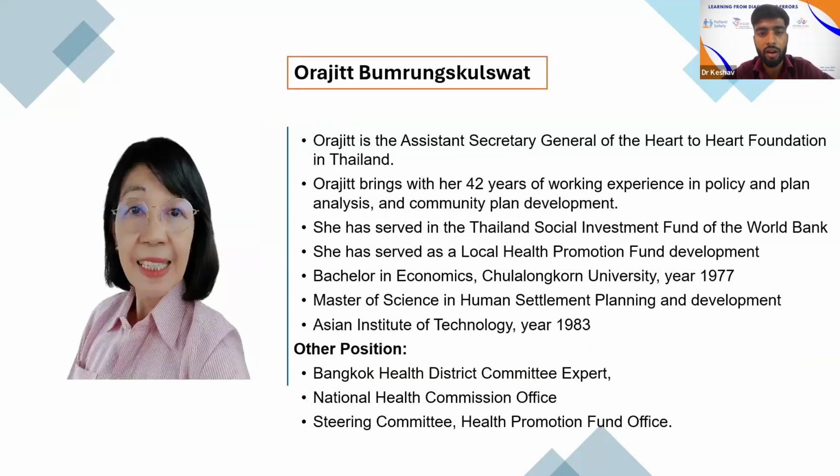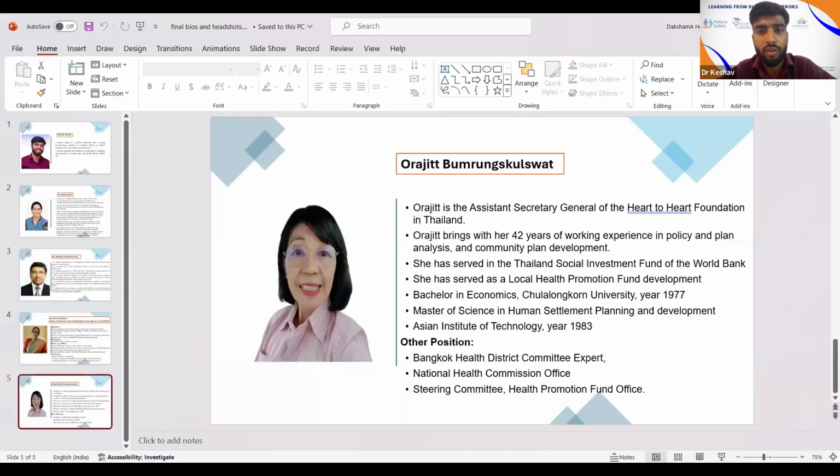So then we have Arijit. Arijit is an assistant secretary general of Heart to Heart Foundation in Thailand. Arijit brings 42 years of experience in policy and plan analysis and community plan development. She has served at the Thailand Social Investment Fund and the World Bank. She has a bachelor's in economics, then a master of science in human settlement planning and development. So we would like to welcome you here, Arijit. Thank you so much for joining us. Thank you, panel, for joining us.